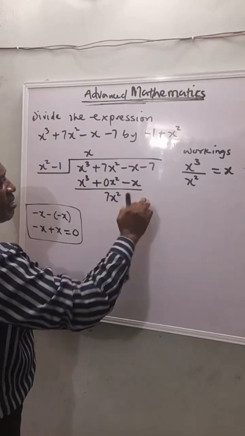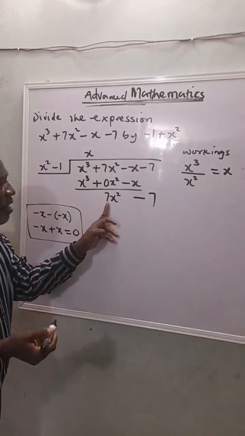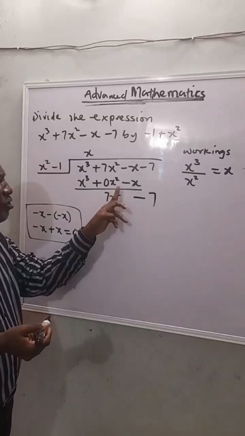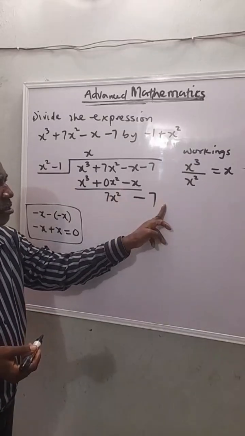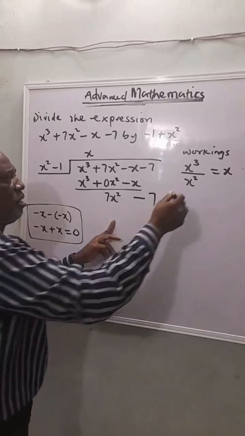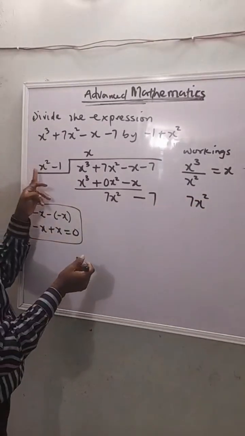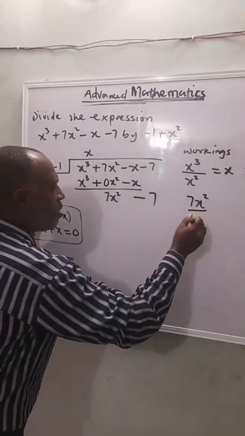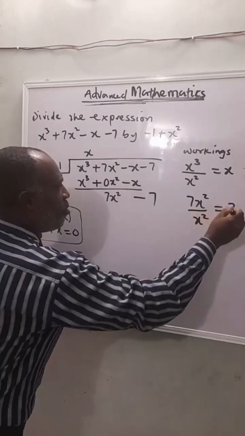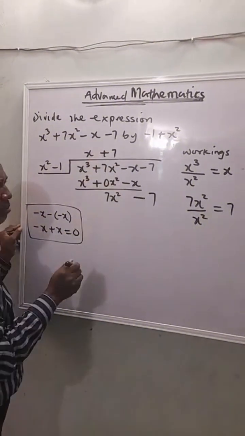So we bring down the next number, which is minus 7. The new polynomial is now 7x squared minus 7. The highest power for this is 7x squared, but the divisor is still the same. When you divide, you have 7, and that 7 is plus 7. We'll put plus 7 here.